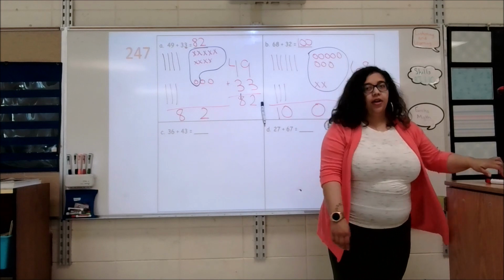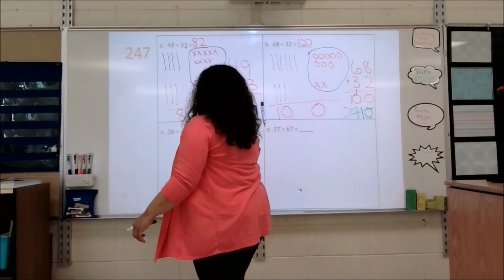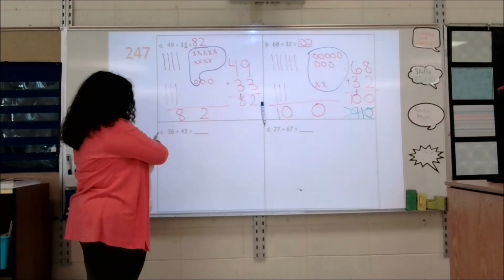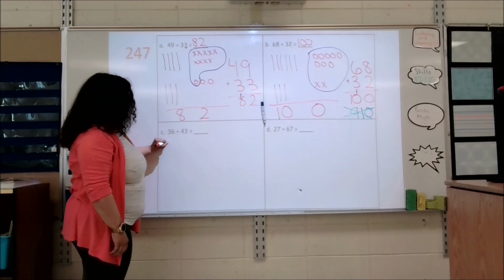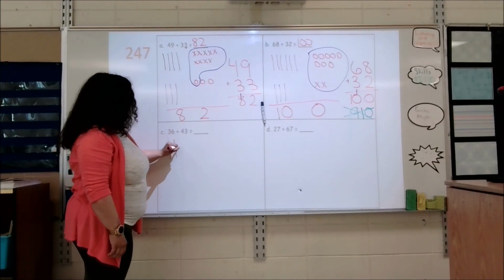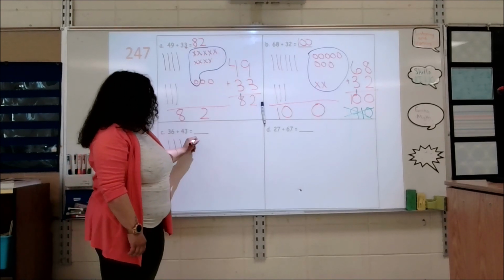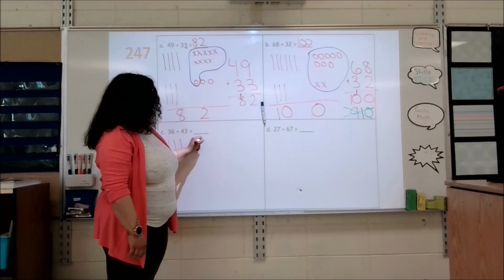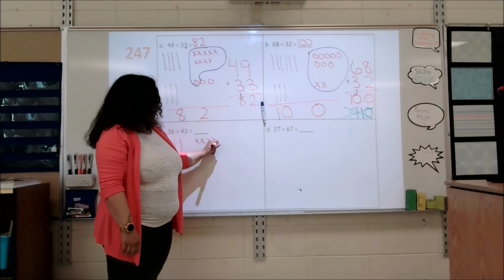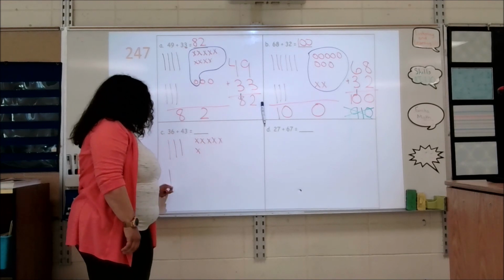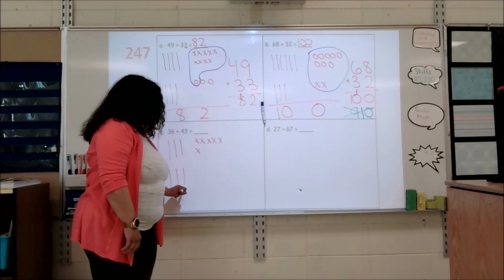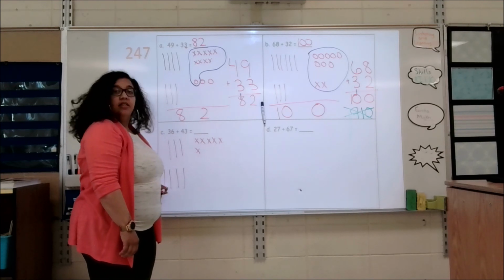Yes. Let's do a couple more together, okay? All right, 36 plus 43. Well, let's add them together. Let's draw a picture. 10, 20, 30. 1, 2, 3, 4, 5, 6. 10, 20, 30, 40. You see how I had to do that?